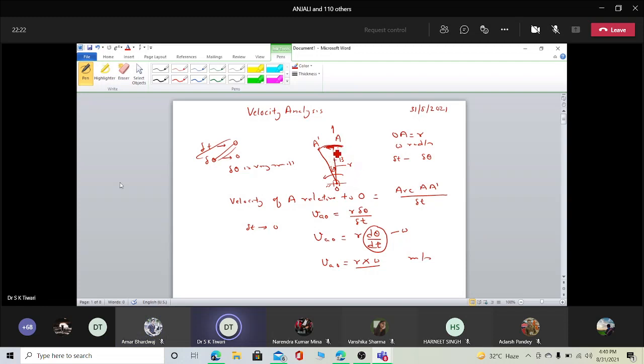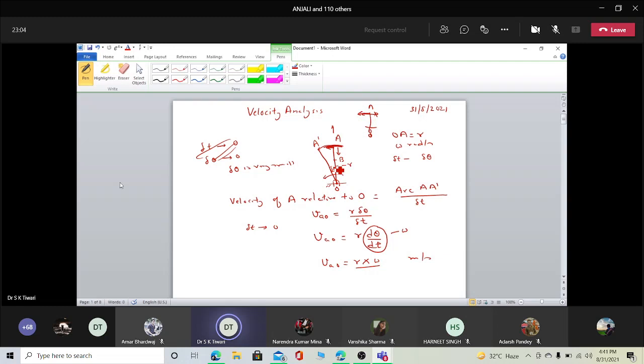When delta theta is very small, what will happen? Since this can't be the direction of velocity of point A with respect to O, therefore the only direction left is perpendicular to the link OA at point A. Now, normally perpendicular to the link OA at A, this is O, this is A, it means it will be either in this direction or in this direction. But since you are giving the angular velocity in the anti-clockwise direction, the direction of the velocity will also be in this particular direction, not in this particular direction.